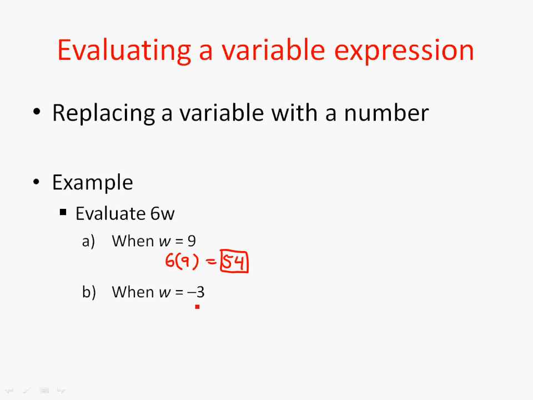So let's do another one. If I did it when w equals -3, I would put -3 in for the w. And when you're doing multiplication or exponents, a lot of times it's a good habit to put the number that you're going to substitute for the variable in parentheses. You'll see some examples later why this helps. So I have 6 times -3, and my answer is -18.